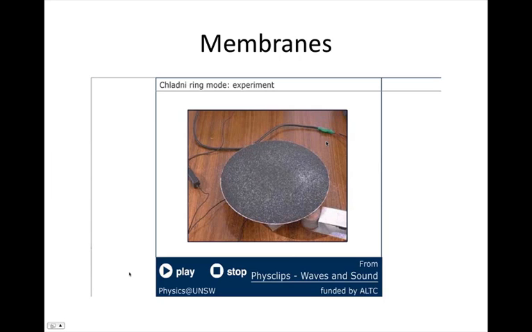We can also get standing waves on membranes. This video shows we've got a frequency, a sound input, and you can see the sand moving around the surface to mark out the standing wave pattern that is generated.